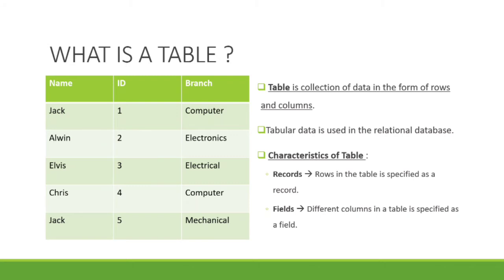Now, what is a table? So if we particularly talk about the relational database, so there is a table in that. Now, a table is a collection of data in the form of rows and columns. So the tabular data, as we discussed, is a relational database. Now, the table has two components, that is the records and the field.